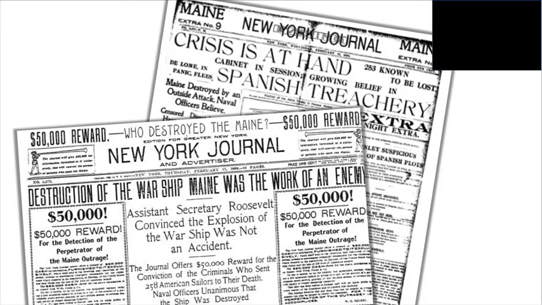I'm going to give you another example. Here's two other newspapers from the era. You can take a look at this one. This one is talking about how the destruction of the warship Maine was the work of an enemy, and that we are convinced the explosion of this warship was not an accident. So again, these newspapers making the American people believe that Spain had attacked the U.S. ship Maine, that the Spanish had attacked this innocent ship, and therefore we had reason to go to war with them.